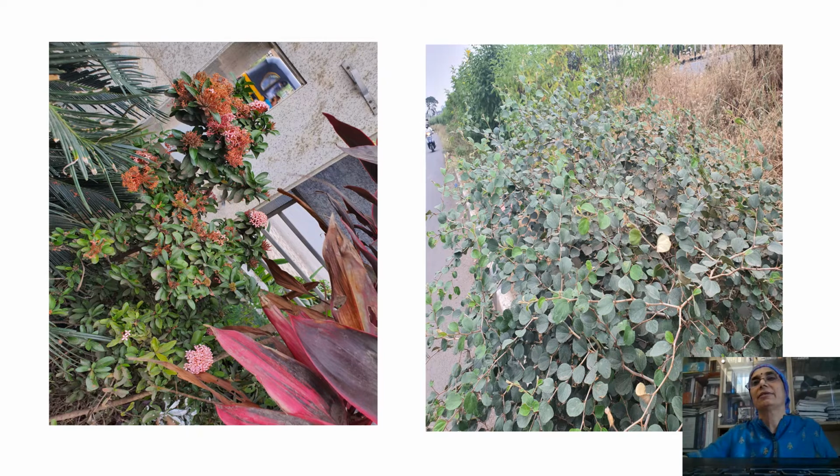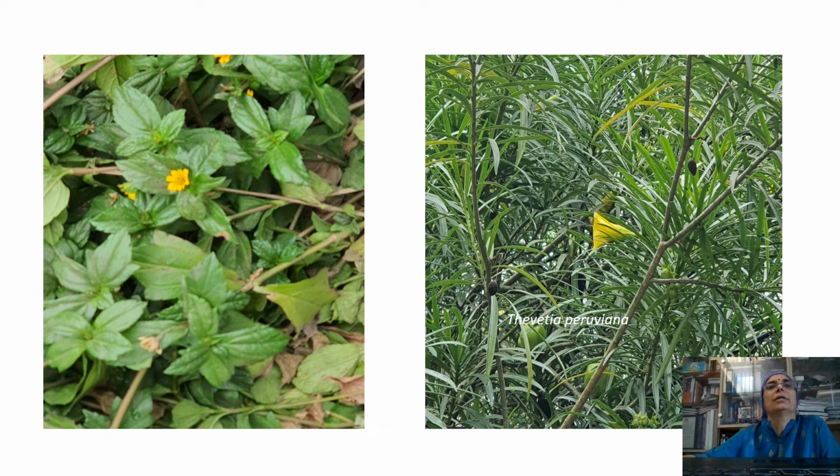And on this side, which is a green plant with spines, this is called Ziziphus, bor, which we eat. In Hindi it is called ber, in Marathi it is called bor. So this is Ziziphus. It belongs to family Rhamnaceae. You can see here the small yellow flowers. The botanical name is Chrysanthemum species. It belongs to the daisy family, Asteraceae. And this one is Thevetia peruviana. It belongs to family Apocynaceae.